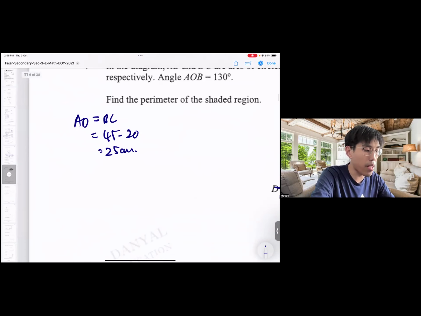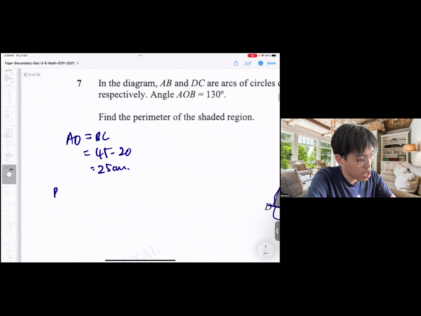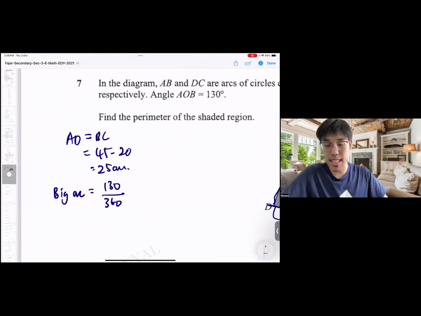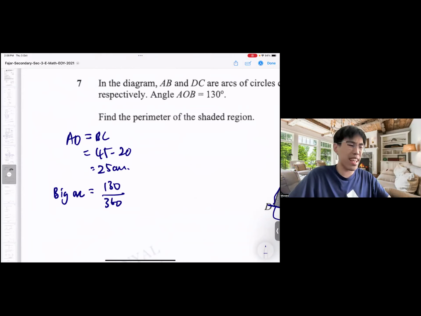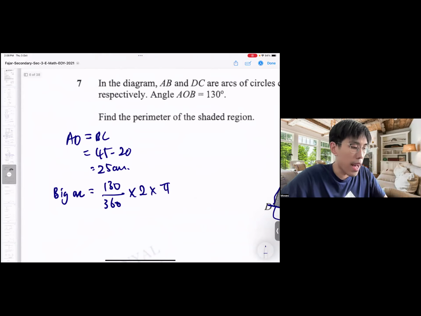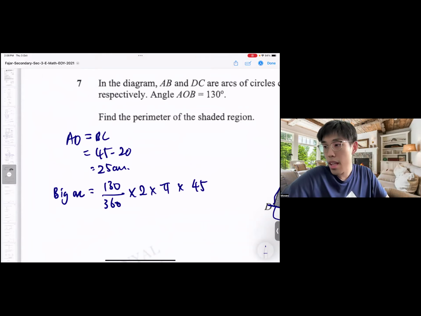So we want to find the big one. I write down big arc equals 130 over 360. Just remember the angle that is given is just a proportion of 360. Just take it as a proportion. No need to be too scared by the numbers. It doesn't matter, just take it as it is. Then you want to find the perimeter, right? The circumference is 2 pi r. So 2 pi r. What's my r? My r is 45. Just like that.